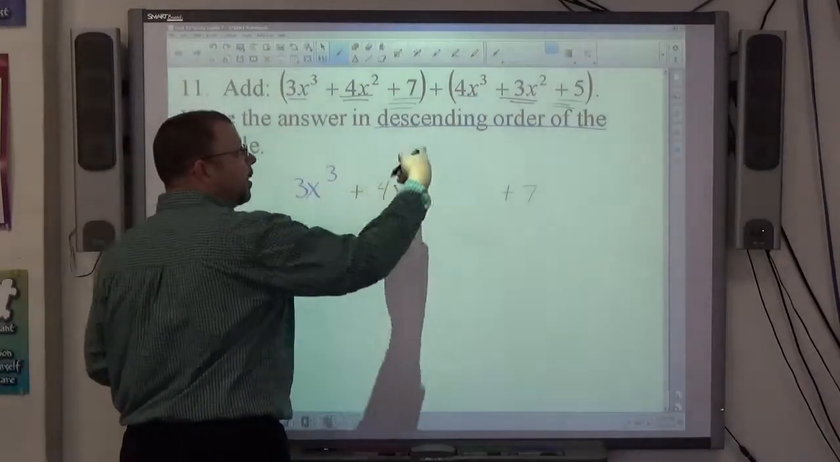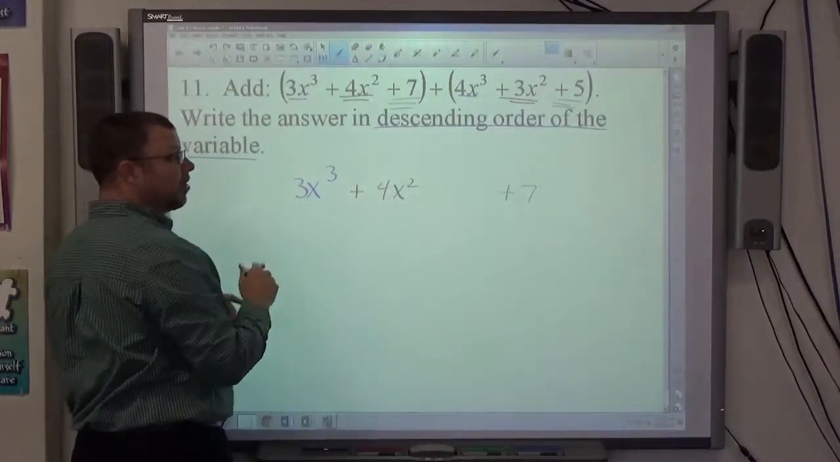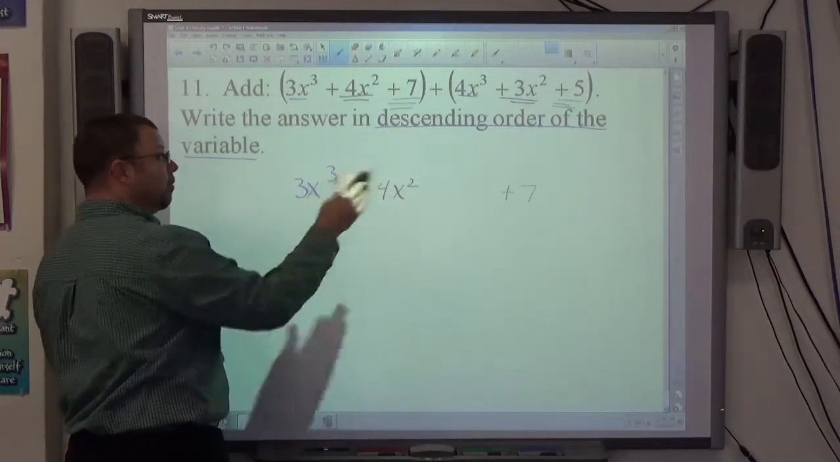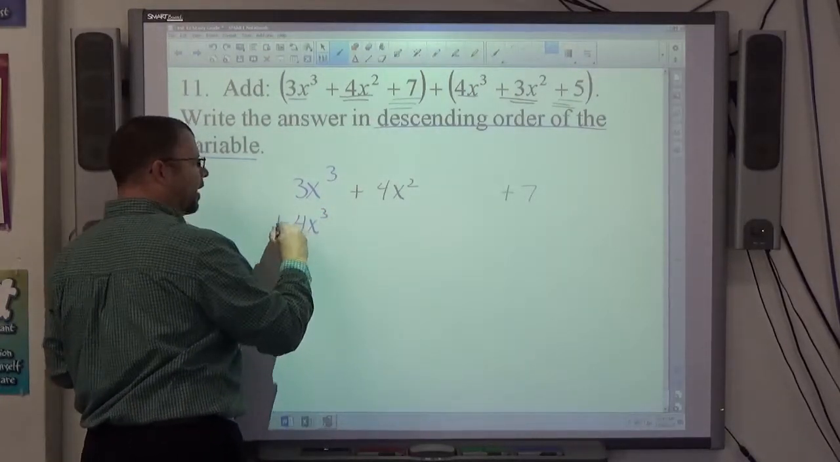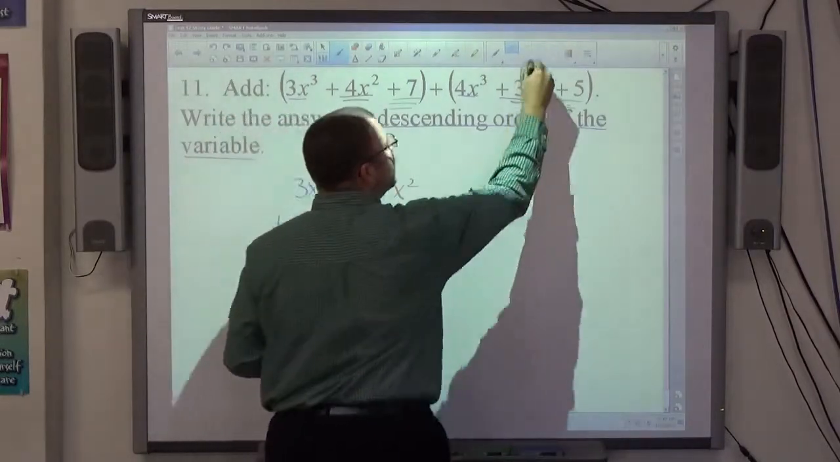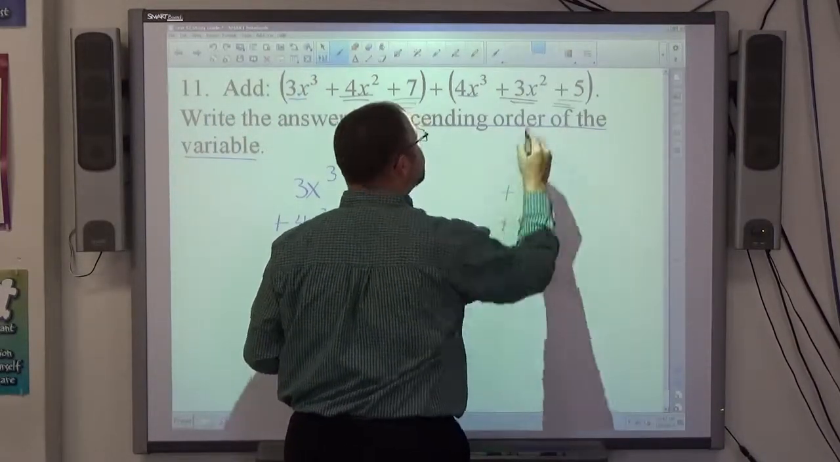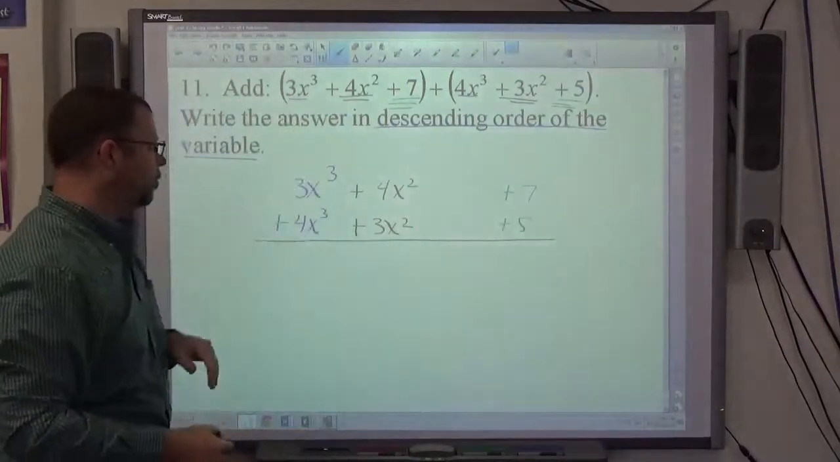Then I'm going to line up like terms in the second one again, plus the second one, so the parentheses aren't there for any reason, just to set off that polynomial as a different polynomial than this one. 4x cubed, which is being added, 3x squared, which is being added, and 5, which is being added. If there were any minuses, minuses would show up there.